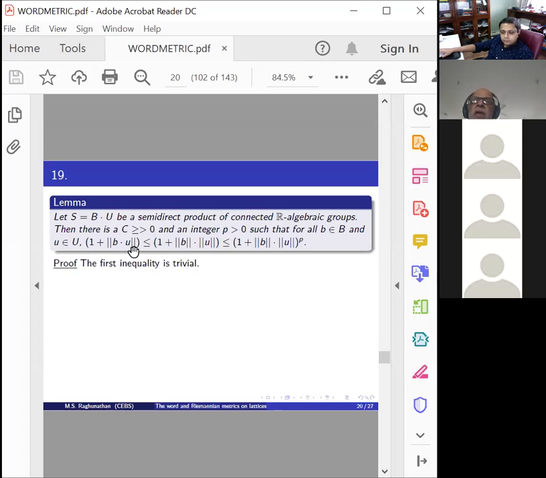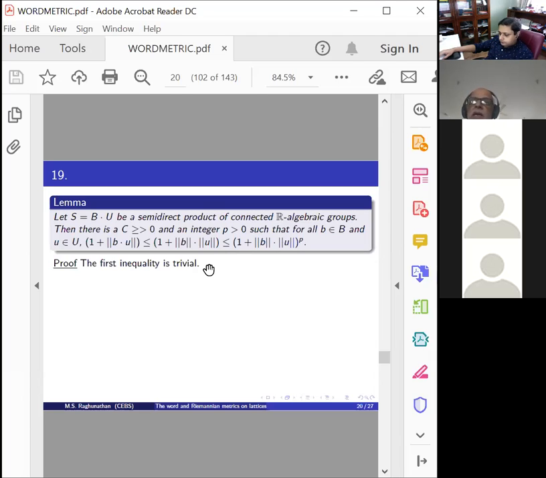you have this kind of inequality. 1 plus norm of BU is less than or equal to C times (1 plus norm B norm U) to the power P for some integer P greater than 0. And of course, there should be a constant C which I seem to have forgotten. Now, the first inequality is obvious because the usual norm of BU is less than or equal to norm B norm U. So this inequality is obvious. This inequality is less obvious, but it's quite easy.